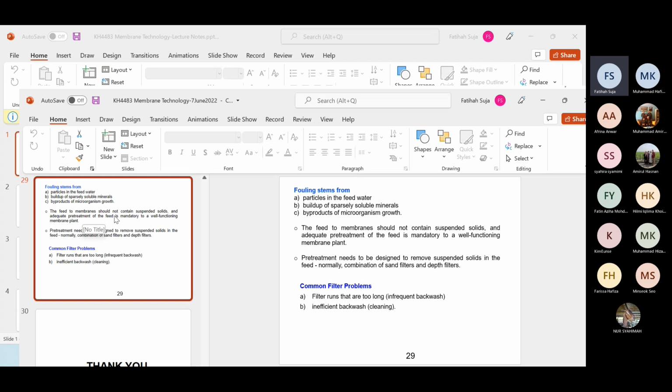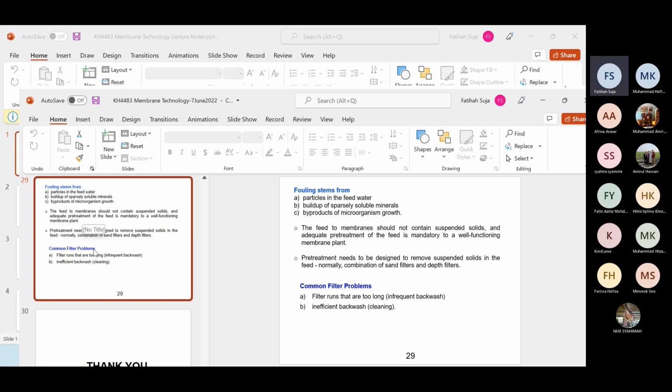So actually, in general, the feed to the membrane should not contain suspended solids, and adequate pretreatment of the feed is mandatory for a well-functioning membrane plant. The most common soluble minerals include silica, barium, and contributors to hardness, meaning that if your water is hard, then you have to soften the water first. The growth of microorganisms is also an important problem, especially when you are operating the membrane in Malaysia at 30 to 45 degrees Celsius, which is very good for growth of microorganisms. Okay.